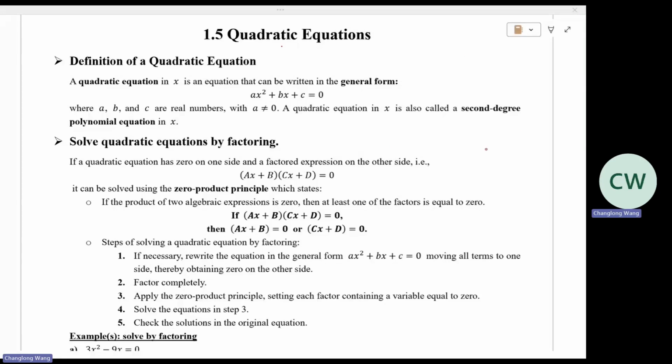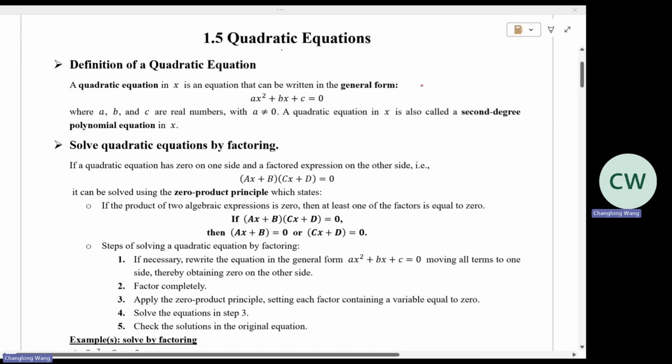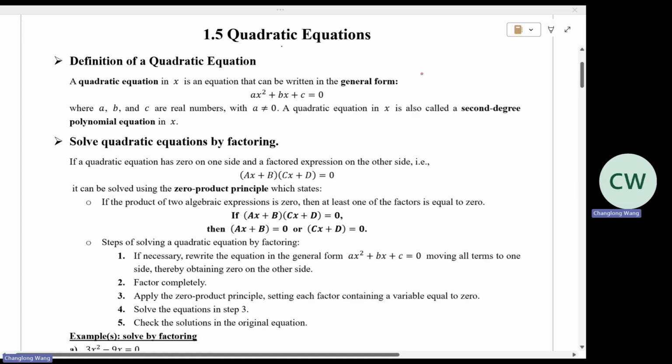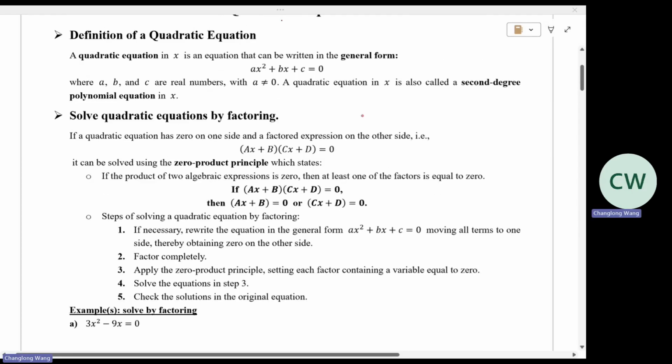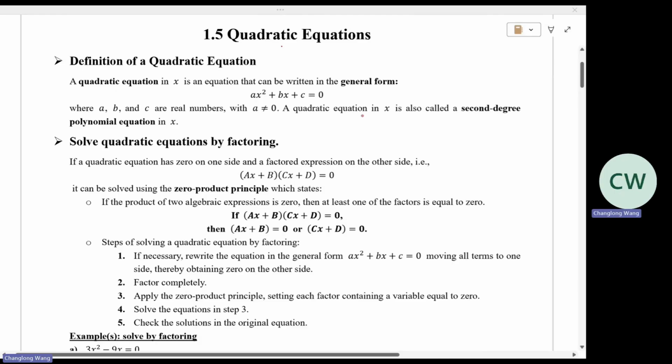All right, so 1.5, quadratic equations. I'm sure that you know what those equations look like, so I don't have to define it for you. We will learn a few ways of solving such an equation, and we'll start with factoring.